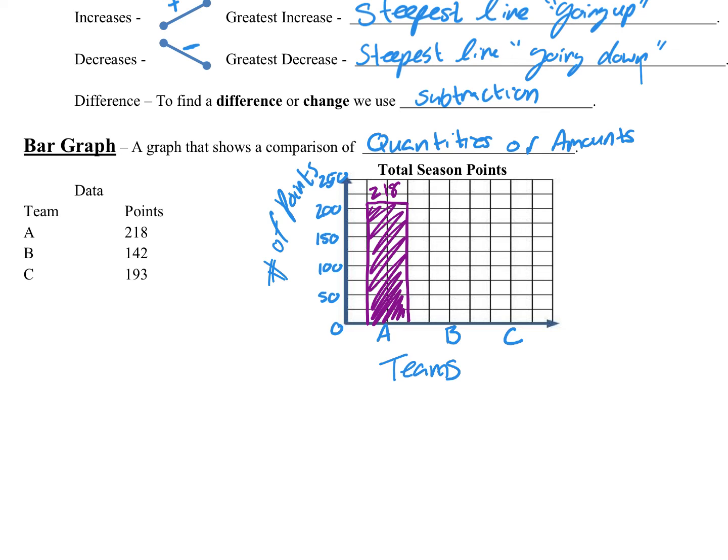And then the next one we're looking at is team B, who has 142 points. So just a little under 150, and you can see how this becomes not terribly exact after an amount of time. So I'm going to write the number there just to give myself an idea of what's going on. And then last but not least, we have Team C, who scored 193 points, just hair under 200 there. And we'll fill that in, and I'm going to write that value on top. And there's our bar graph.